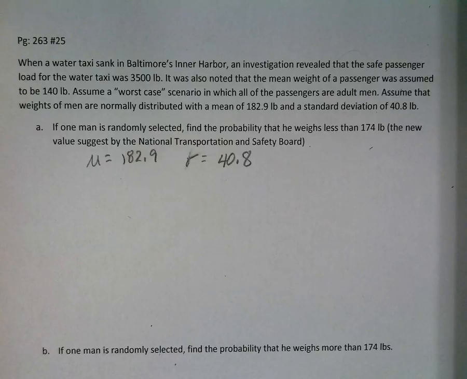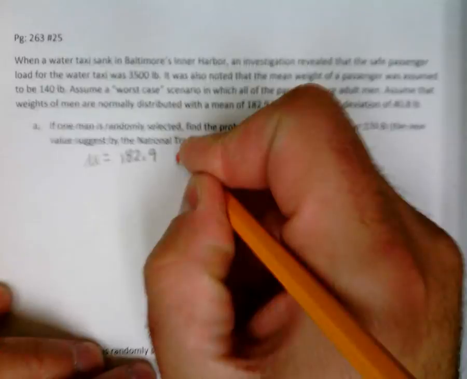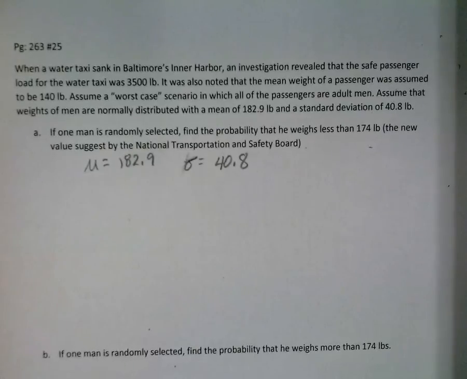Assume worst case scenario in which all passengers are adult men, so we're assuming men would weigh more than women or children. Assume that weights of men are normally distributed with a mean of 182 pounds, which I've labeled here with mu, and a standard deviation of 40.8 pounds.